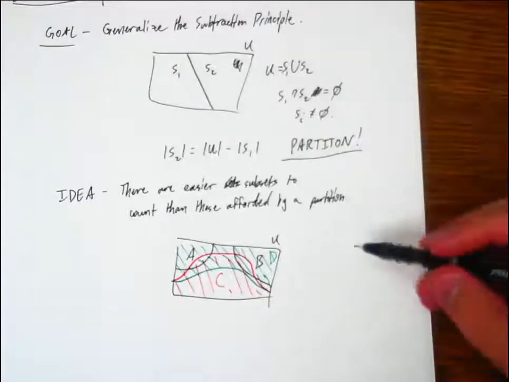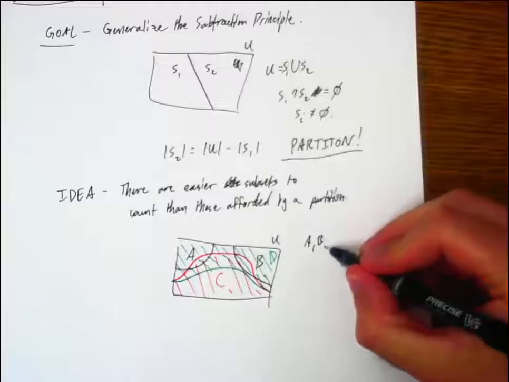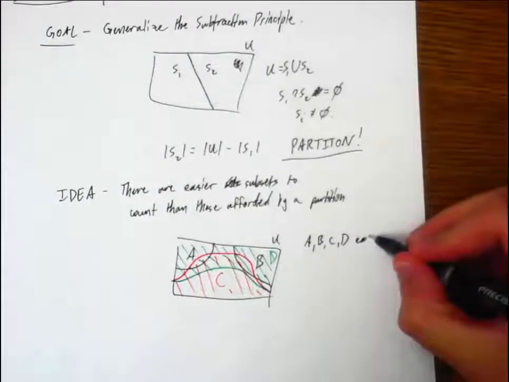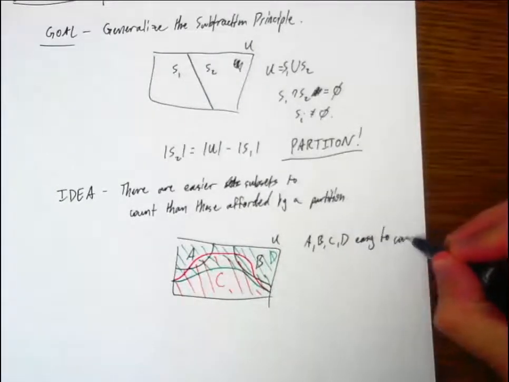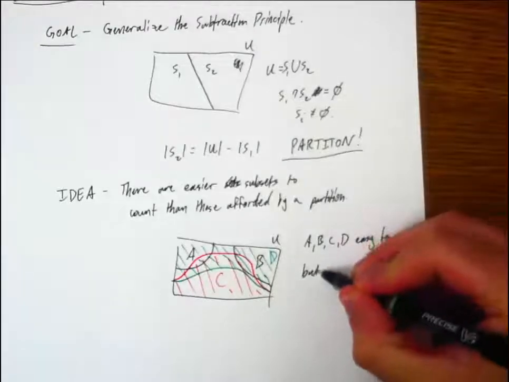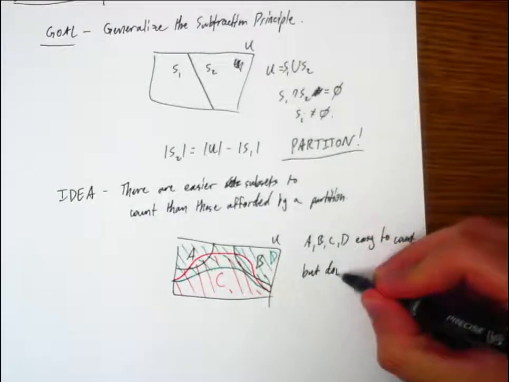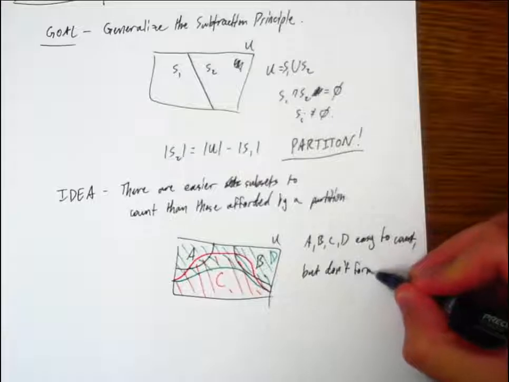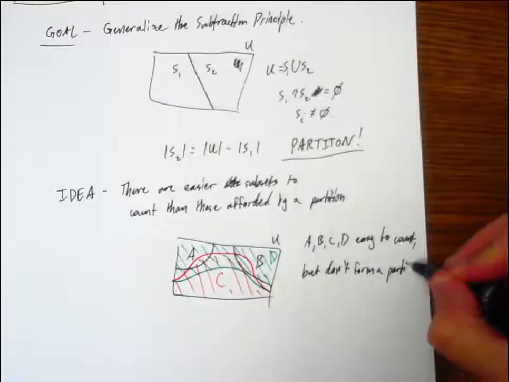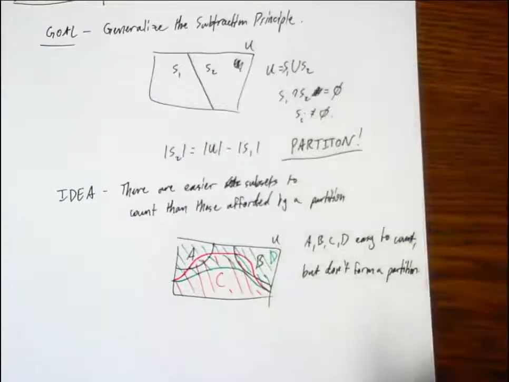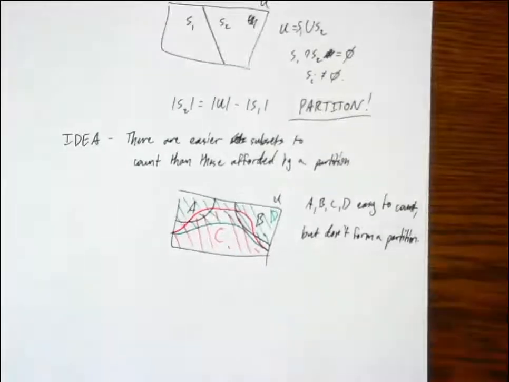So this is the issue. A, B, C, and D are easy to count, but don't form a partition. Okay, so this is the idea.